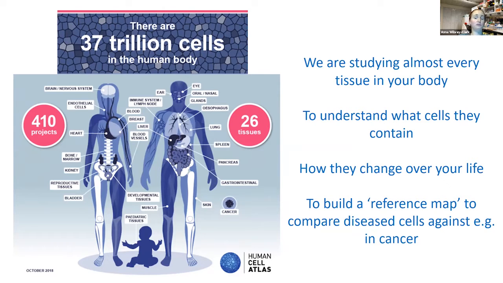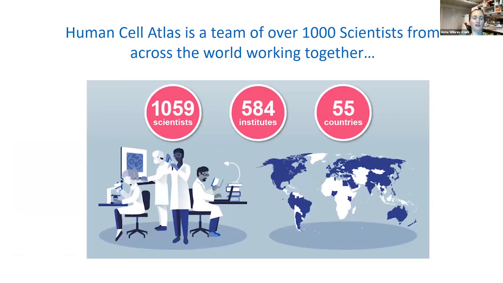And our goal is to build a reference map of the kind of normal, healthy human being and how we are composed of different cell types. We are also looking at, for example, cancer as a particular disease state, but we're mainly focusing on normal, healthy cells. And then the last slide I have is just to give an idea of the scale of this project.